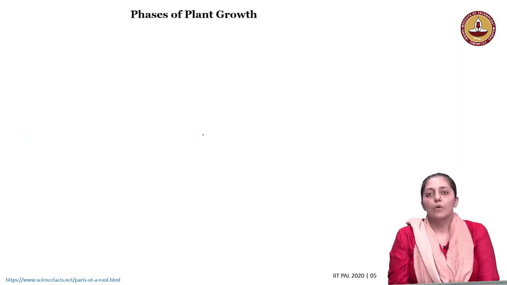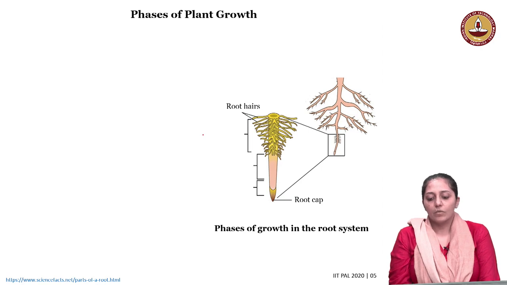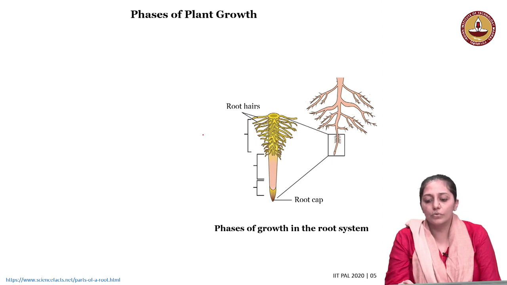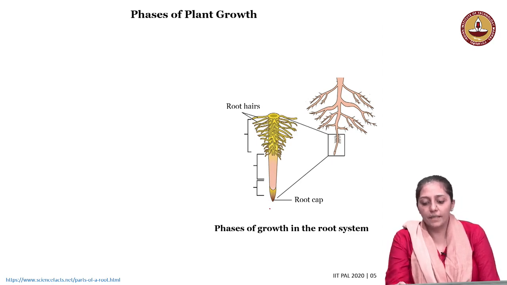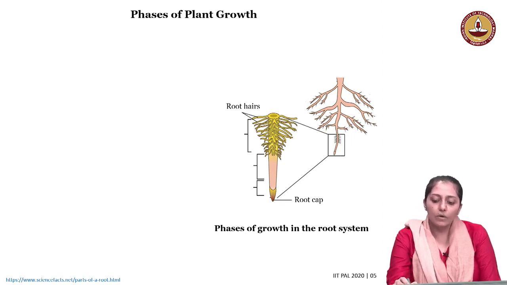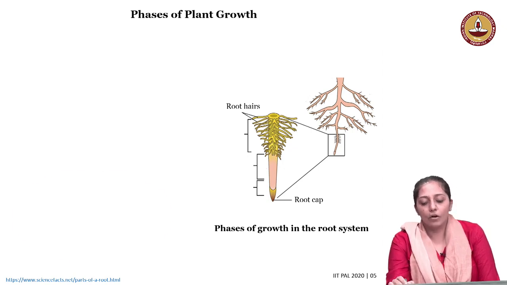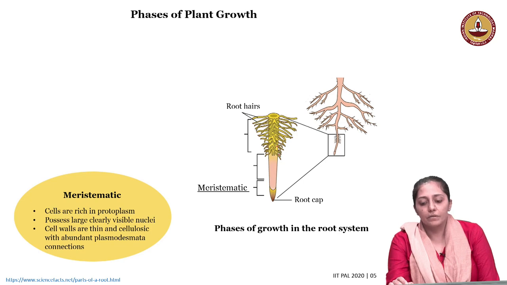Let us talk about what are the different phases of growth which can be observed in plants. Just to give you an example, we will take root as the model system, and here we have demonstrated the various phases of growth in a root system. You can see at the tip is the region which is called the root cap, and as we go up the root, we see the regions of elongation with root hairs, which is a more matured region.